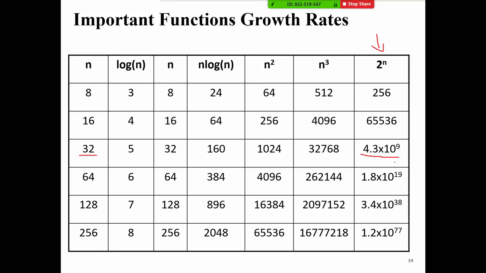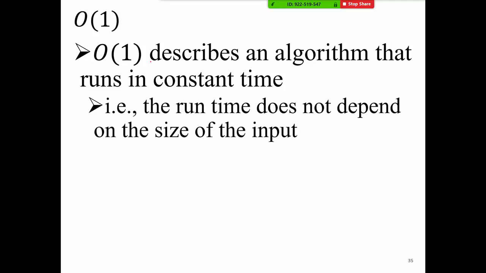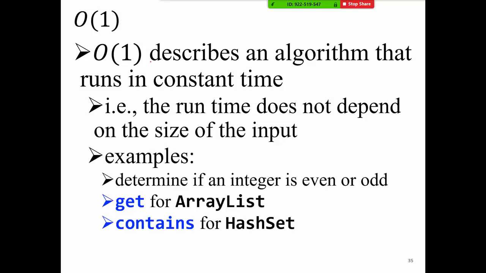So in summary, when we design our algorithm, it is good if we are running in logarithmic time complexity. And the best of the best is constant time complexity, independent from the input. Big O describes an algorithm that runs in constant time. Running time does not depend on the size of input, like get inside an array list. You give the index, I want to get element 0, so it will go to element 0 and find it.